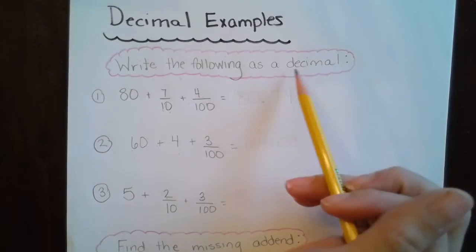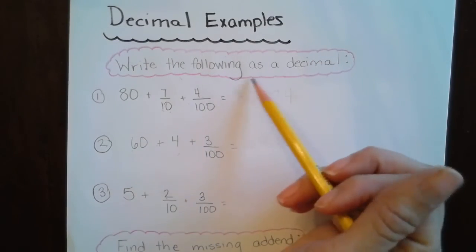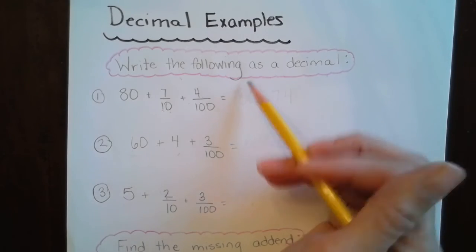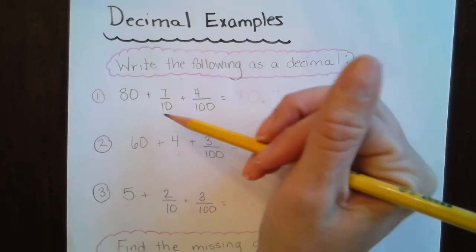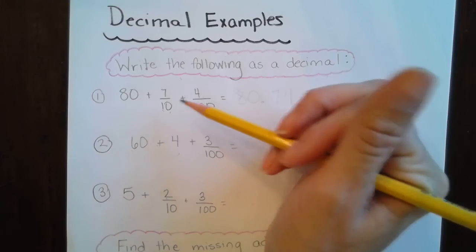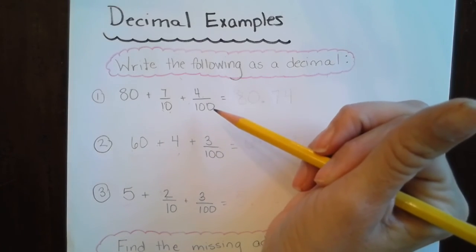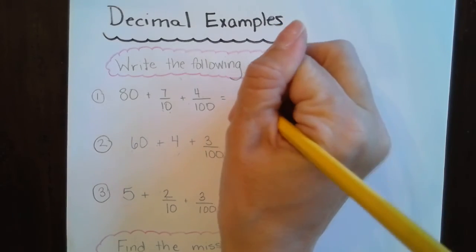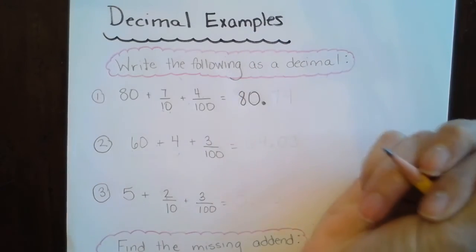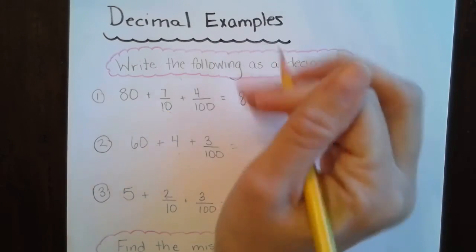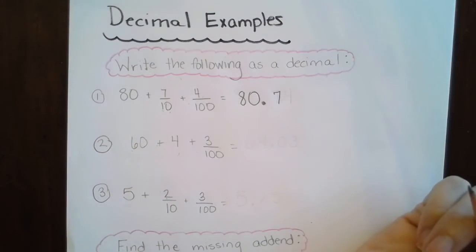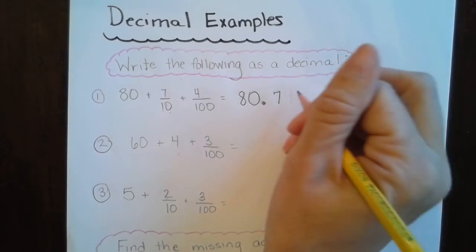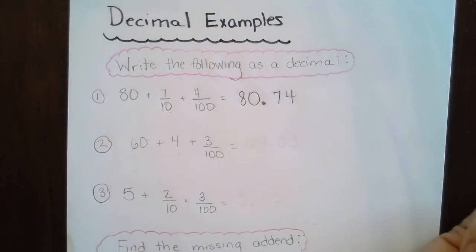Okay. Here's just some more examples that we could work with decimals. Okay. Now these directions say to add these together and to write the answer as a decimal. Okay. So we have 80 wholes plus 7/10 plus 4 hundredths. So the 80 wholes are really easy. I'm just going to write that like that there. Now here I have 7/10. That's the place right next to the decimal point. And I have 4 in the hundredths.